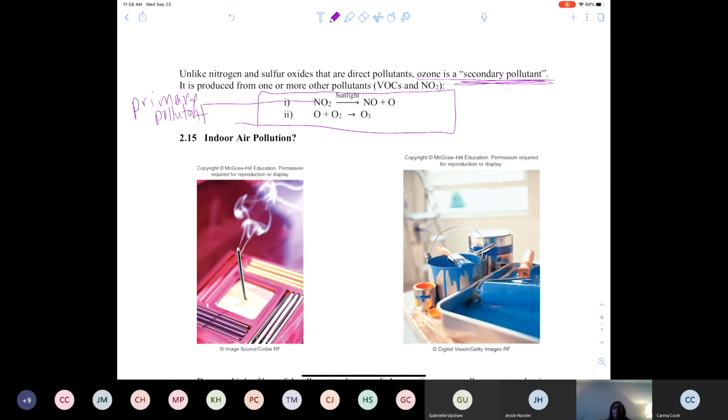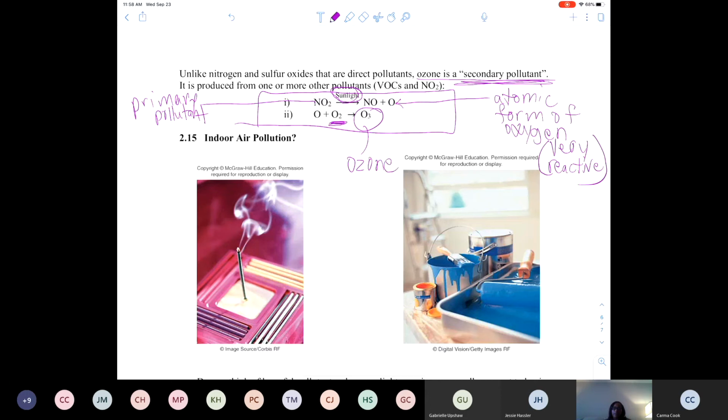So when you catalyze nitrogen dioxide with sunlight, you produce NO and O. Then the O, that's the atomic form of oxygen. The molecular form of oxygen is O2. So O is just the atomic form or the elemental form of oxygen, and it's very reactive. It doesn't hang around very long. It's going to quickly react with oxygen in the air and form ozone. And that's your secondary pollutant, formed from the primary pollutant, NO2.